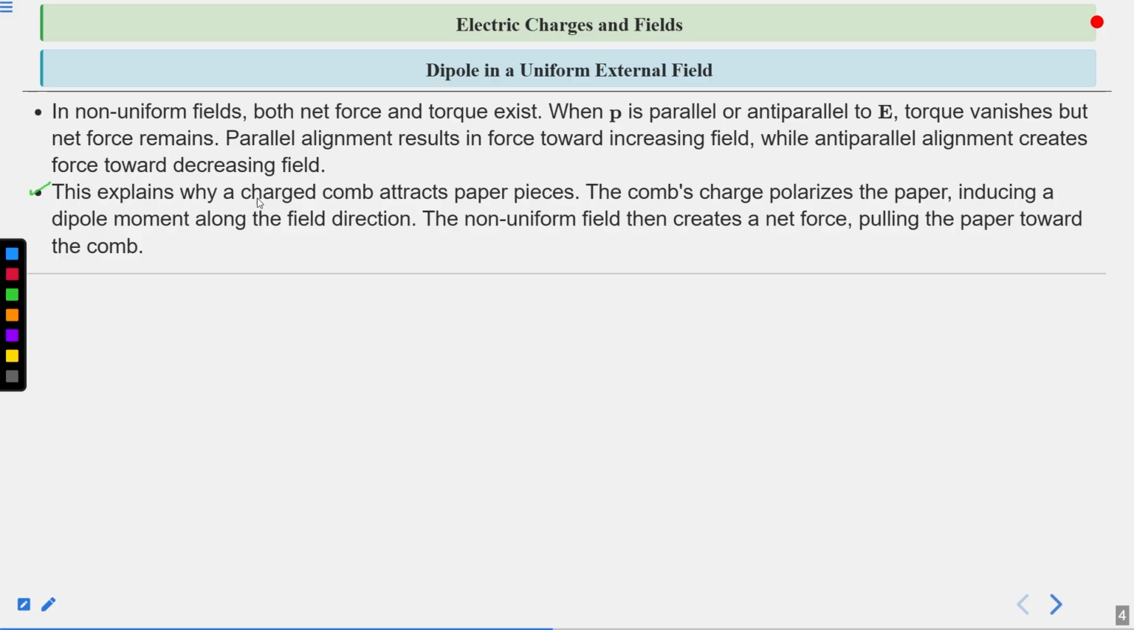This explains why a charged comb attracts a piece of paper. The comb's charge polarizes the paper, inducing a dipole moment along the field direction. So, the non-uniform field creates a net force pulling the paper toward the comb. This is the phenomenon due to which a charged body attracts a light body.